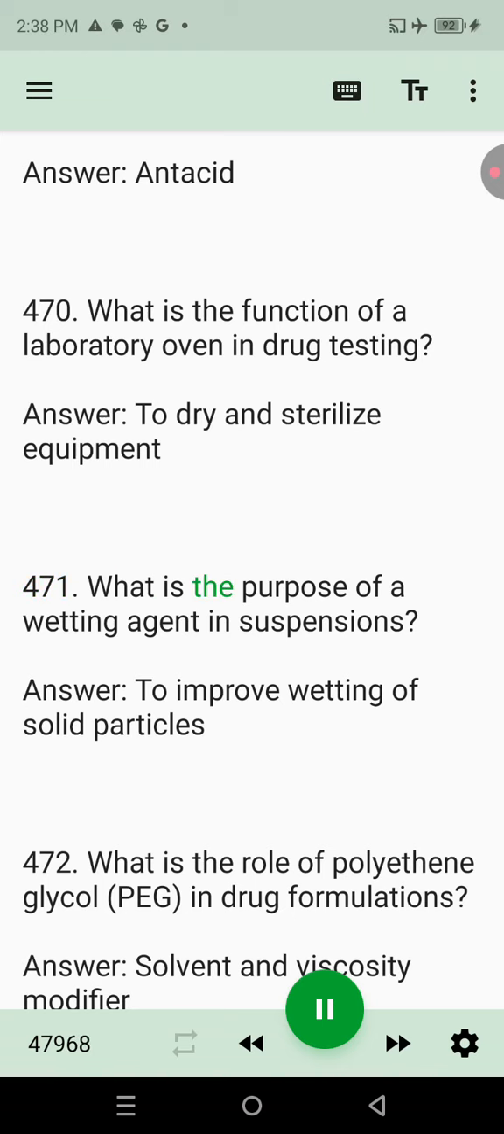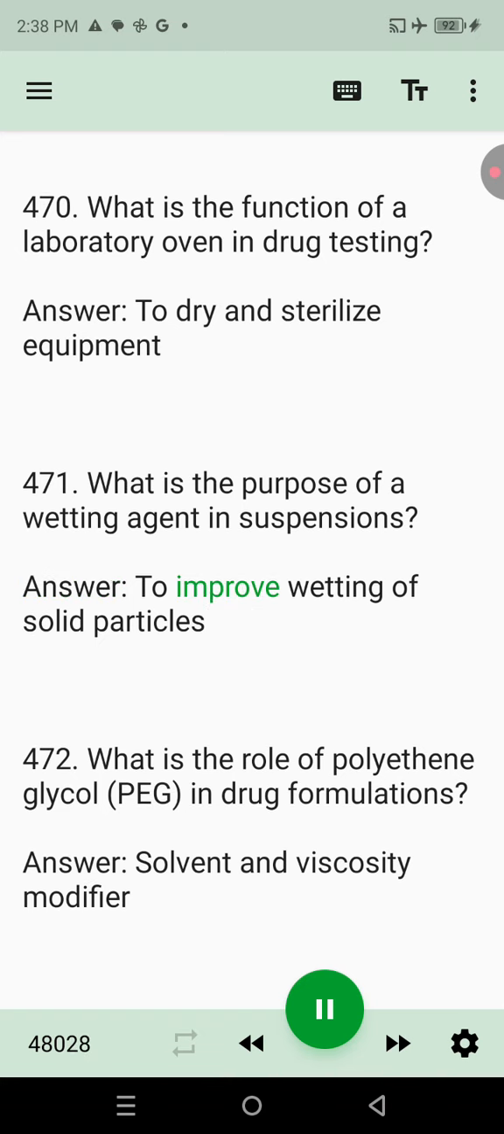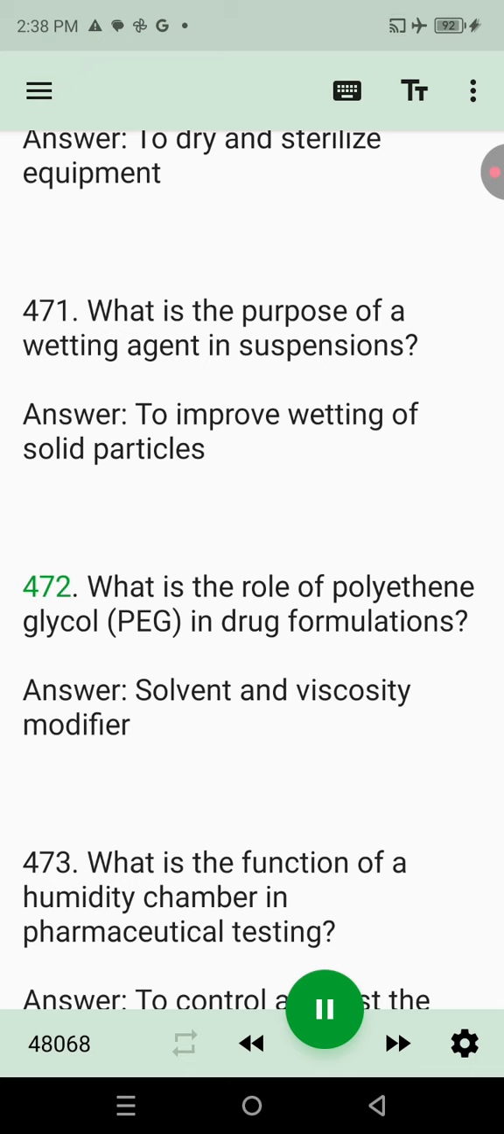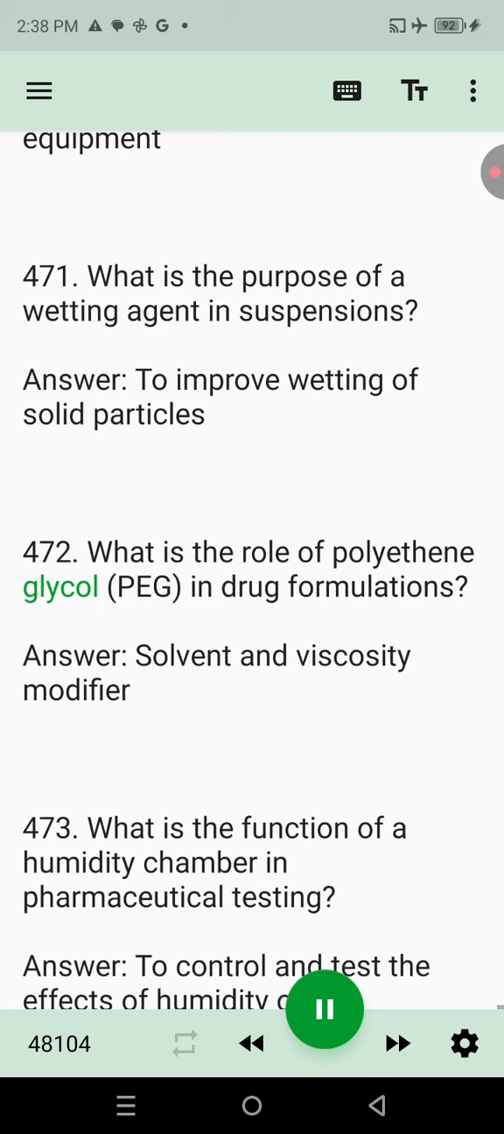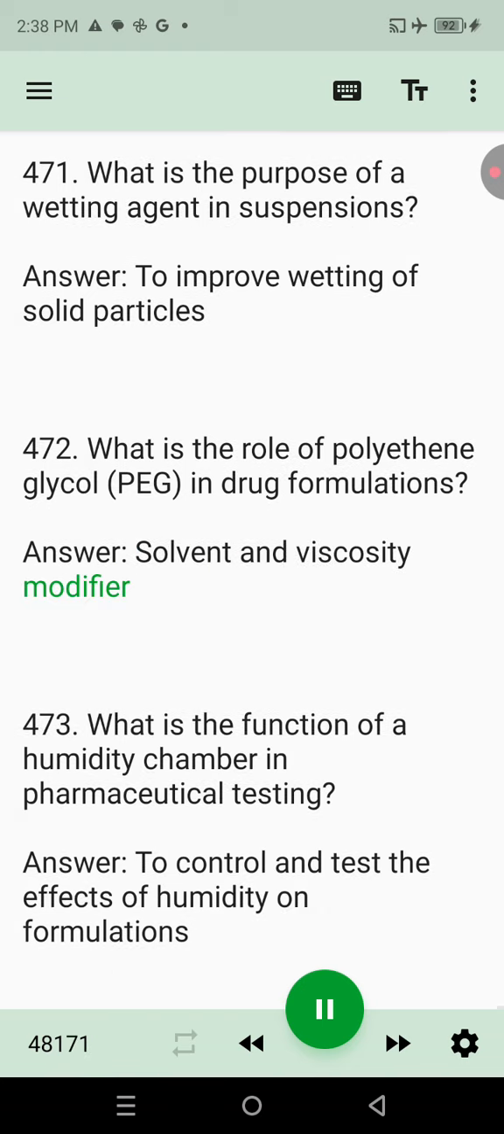471. What is the purpose of a wetting agent in suspensions? Answer: to improve wetting of solid particles. 472. What is the role of polyethylene glycol PEG in drug formulations? Answer: solvent and viscosity modifier.